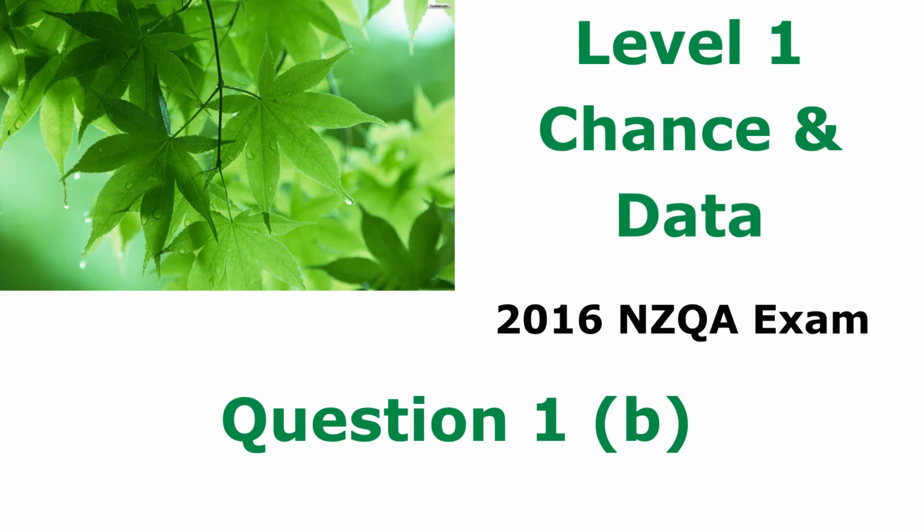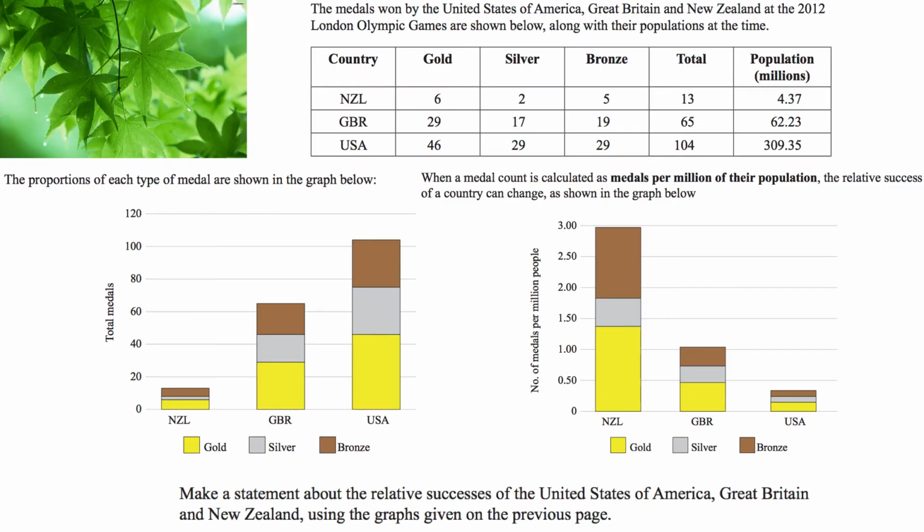Here is question 1b. So here is a whole pile of graphs and data that we've been given. Let's just start having a look at what information we've got. So in our table, we've got our gold, silver, bronze, but particularly we've got the total number of medals for each country, and we've got the population, so how many millions of people there are in each of the countries. Then we can have a look at our graph.